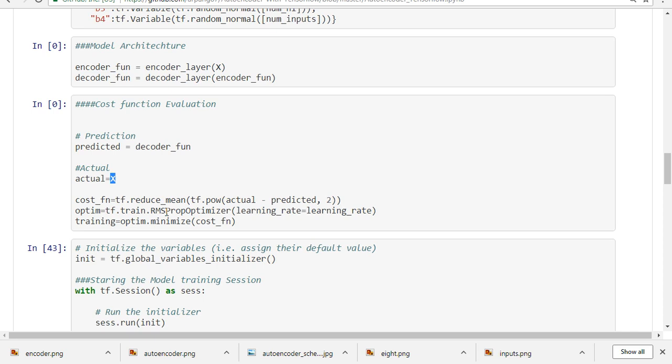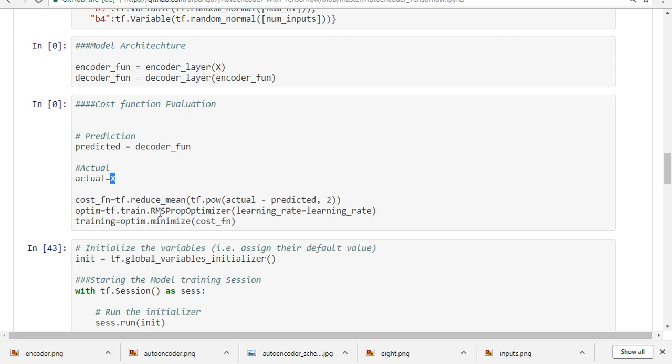Now the cost function will be root mean square error, which is actual minus predicted squared, and then you take the average. So you use tf.reduce_mean, and tf.pow is used for power. So actual minus predicted, you use the second power, which is like x minus y whole squared, and then you take the mean.